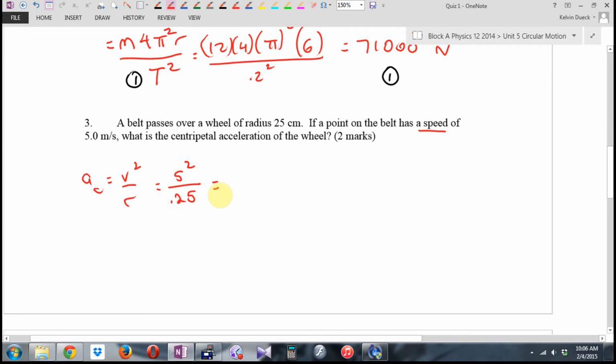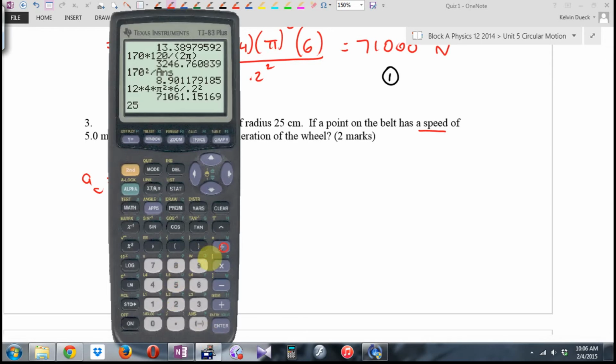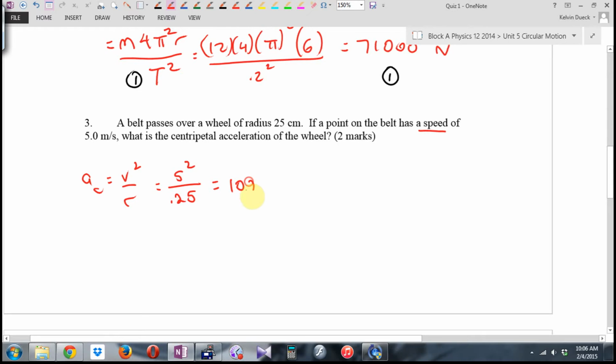No, that's way off, Mr. Dueck. I'm off by a decimal. 100. 100. Yes? Meters per second squared. By the way, technically, to go to 3 sig figs, I should put a dot there, but whatever. 1 mark.